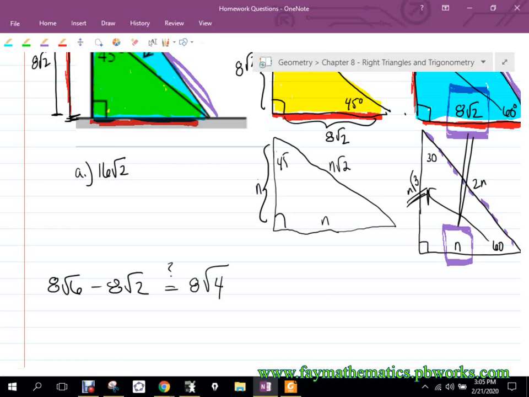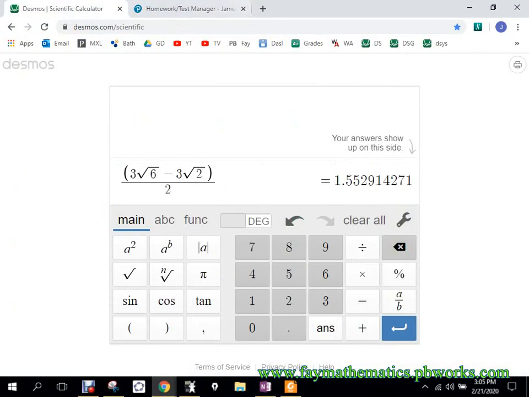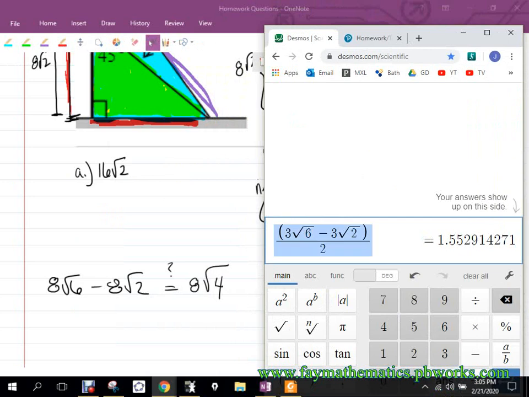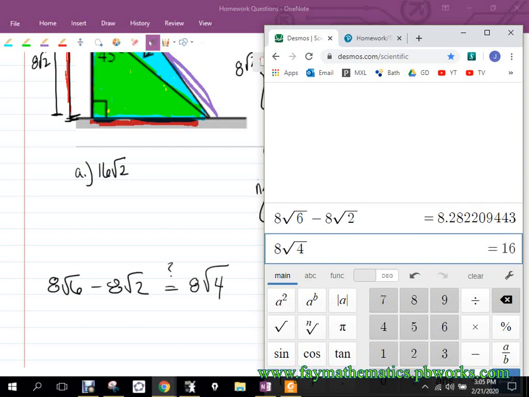Okay? And here's my question. If that's a legitimate process, then shouldn't I be able to go to a calculator and type in 8 square root of 6 minus 8 square root of 2, get an answer, and see if that's the same answer as 8 square root of 4? And they're different, right? So does that tell me that the subtraction that I use to generate 8 radical 4 is not a legitimate way of doing that?